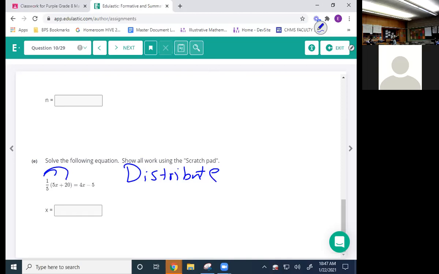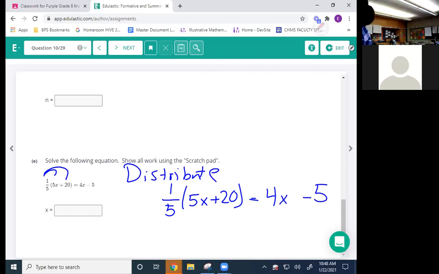Good. But if we multiply by the reciprocal, we would multiply each piece individually. So let me show you what that would look like. Let me just write it. 1/5 (5x plus 20), 4x minus 5. So you would multiply by the reciprocal of like 5/1, right?